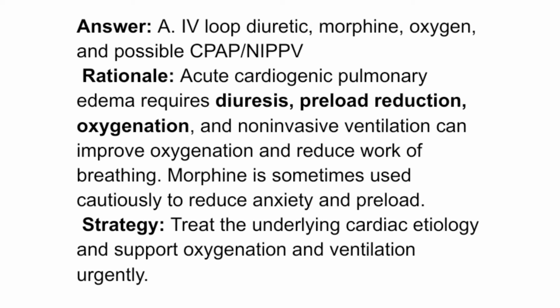Rationale: acute cardiogenic pulmonary edema requires diuresis, preload reduction, oxygenation, and non-invasive ventilation can improve oxygenation and reduce work of breathing. Morphine is sometimes used cautiously to reduce anxiety and preload. Strategy: treat the underlying cardiac etiology and support oxygenation and ventilation urgently.